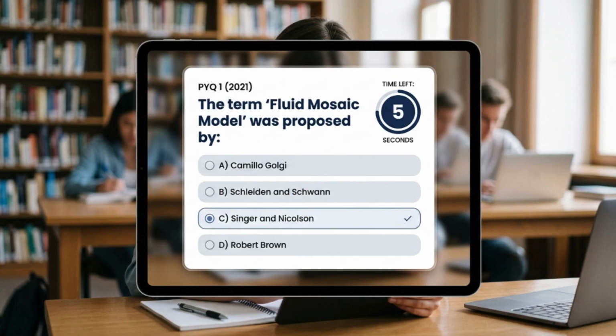Let's test your active recall. Question 1. The term Fluid Mosaic Model was proposed by who? 3, 2, 1. The answer is C. Singer and Nicolson in 1972.